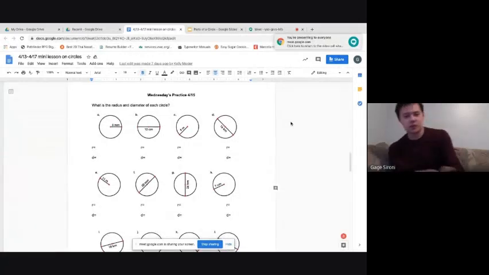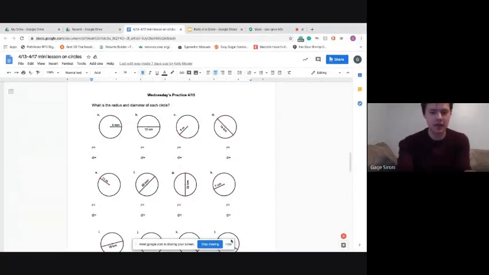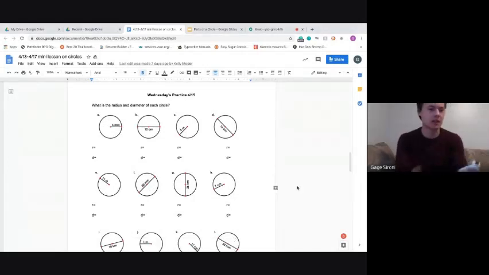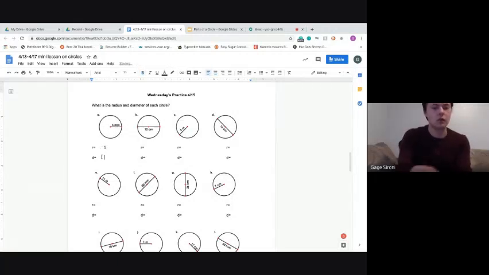So for your practice problems, you have a lot of circles, and they have one measurement already given inside of them. So for A, we'll do A and B, I think. What is the radius and diameter of each circle? Circle A right here. We have a line that goes from the center to the outside of a circle. That's a radius. So our radius right here is 5. What's the diameter? A diameter is twice the radius. So we're going to do 5 times 2, which is 10.